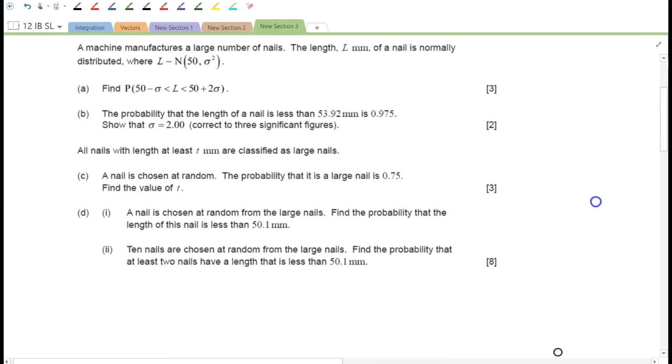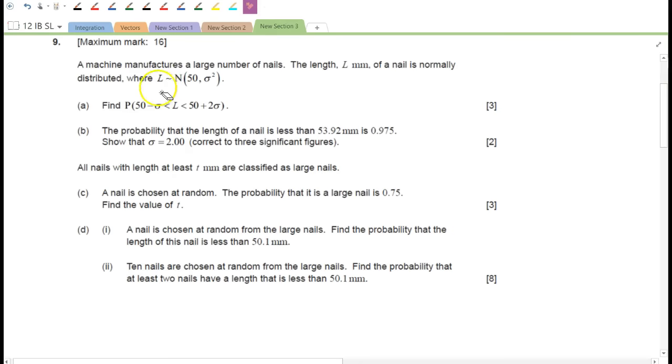The length of a nail is normally distributed, where L represents the length, so L is distributed normally with a mean of 50. This is the mean of 50, and this is the variance. The standard deviation is sigma, and the variance is sigma squared. This is just how it's represented, but that's our mean and that's our variance.